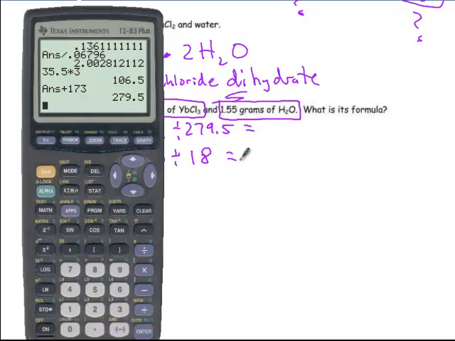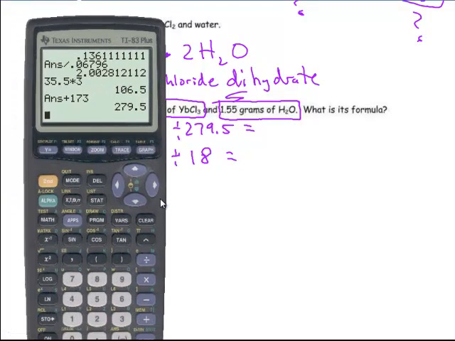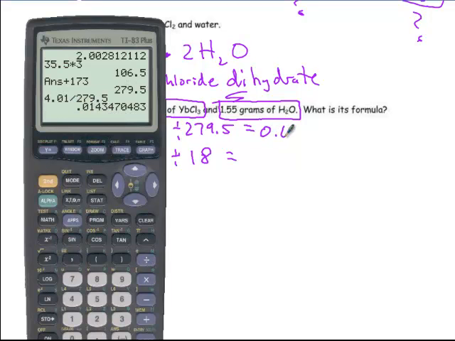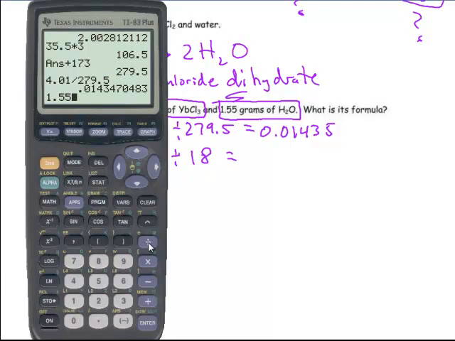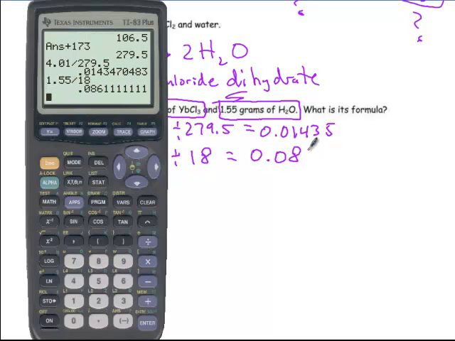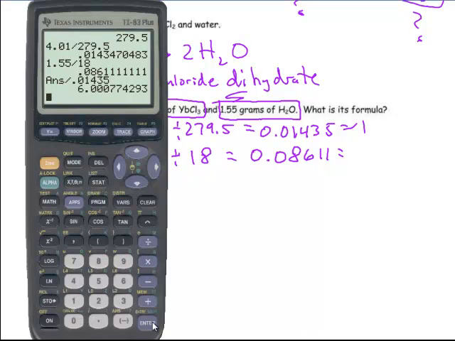All right, so now we have to divide 4.01 by 279.5 to get moles of that one. So we get 0.01435 moles. 1.55 divided by 18. So again, just finding moles. 0.08611. Smaller one. So divide that by 0.01435. And I get a 6.